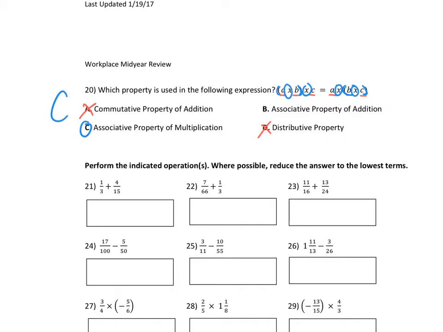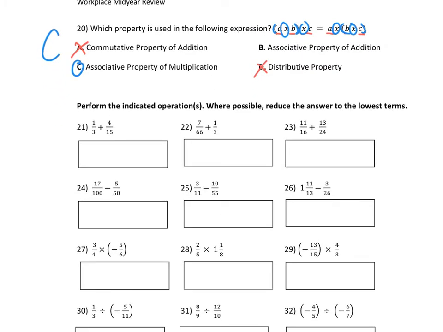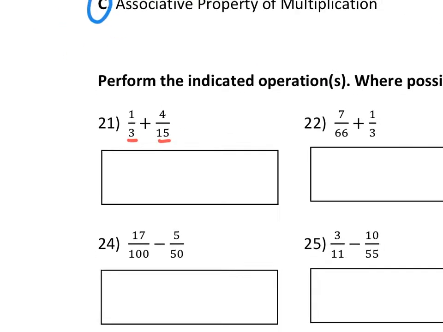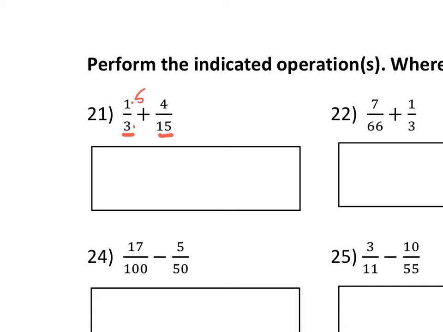All right, now moving on, we're doing operations with fractions, and we want to make sure we reduce to the lowest terms if possible. So number 21, we're adding. Whenever you are adding or subtracting, that's when you have to find the common denominator. So if we look at our denominators, we have 3 and 15. A number that both 3 and 15 can go into is 15. So we can multiply our first fraction there by 5 to get a denominator of 15. And then our second fraction already has that denominator, so we don't need to do anything different there. So we'll be left with 5 over 15 plus 4 over 15.